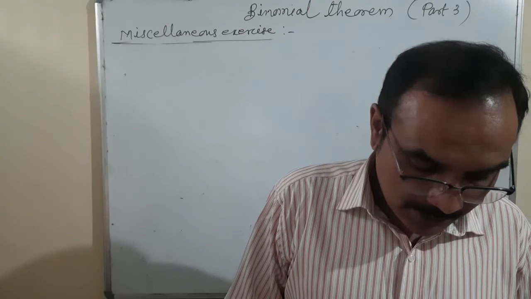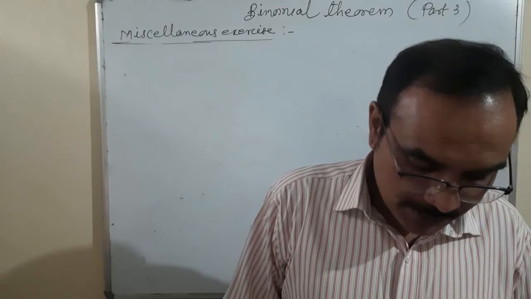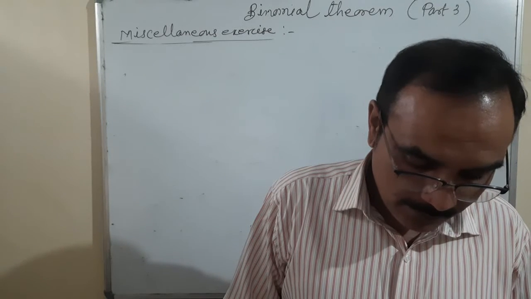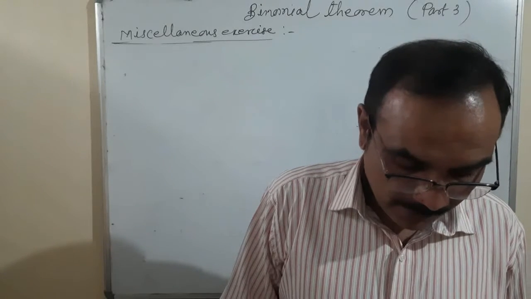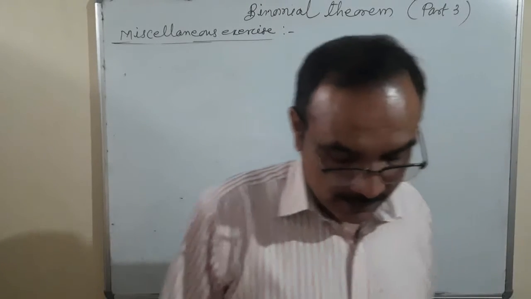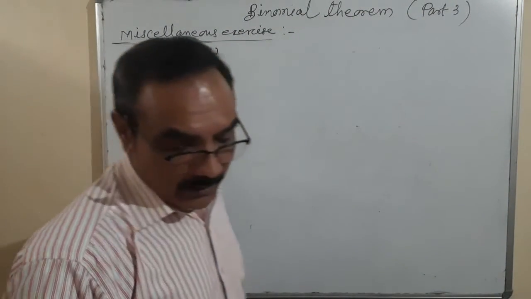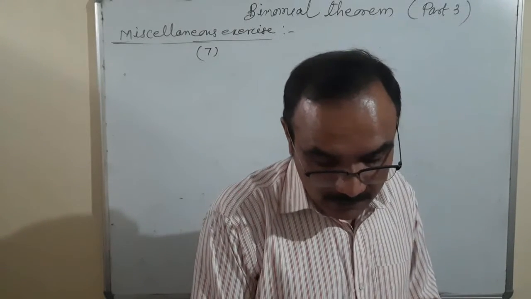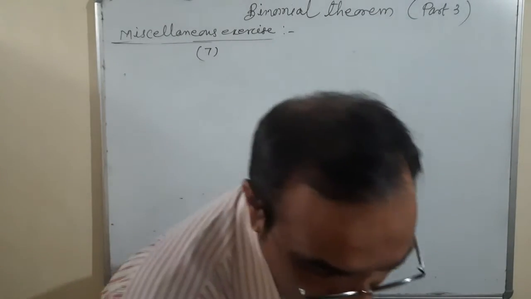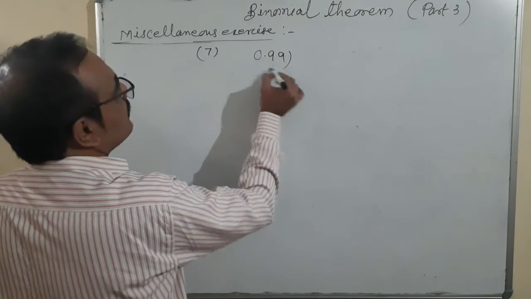Next question is question number 7. Find an approximation of 0.99 to the power 5 using the first 3 terms of its expansion. Okay, so this 7th question I am taking. Find the approximation of 0.99 to the power 5.